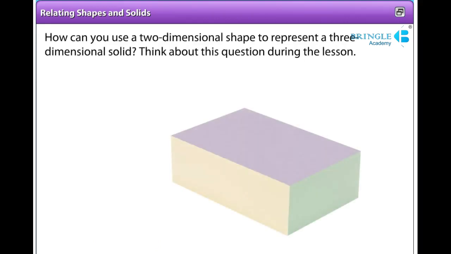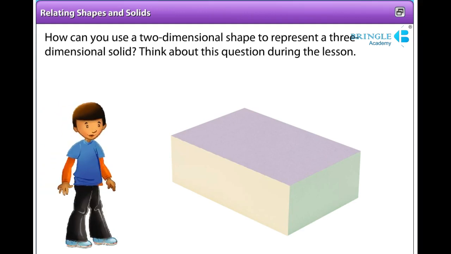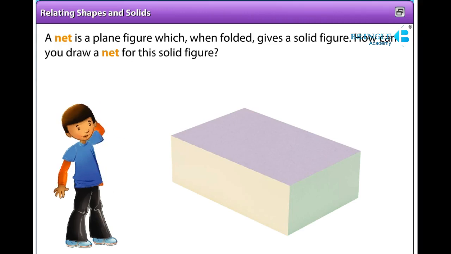How can you use a two-dimensional shape to represent a three-dimensional solid? Think about this question during the lesson. A net is a plane figure which, when folded, gives a solid figure. How can you draw a net for this solid figure?